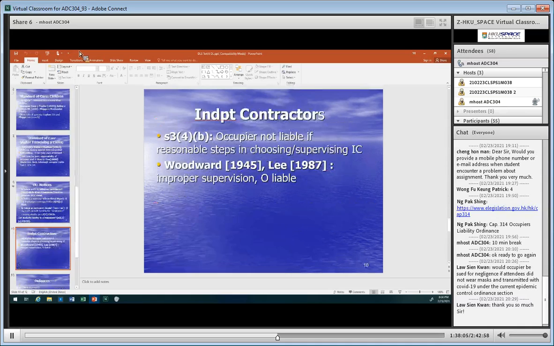Okay, so moving on now, quickly about independent contractors. Does an occupier owe any liability to independent contractors? Well, normally the occupier is not liable if there are reasonable steps taken in choosing and supervising the independent contractor. So if somebody comes to your flat to repair your air conditioner or whatever, or any electrical work, provided you've chosen somebody who's registered, then you'd not be liable at all if they're injured in performing their duties on your premises, okay? However, there's a case on the screen which we don't need to worry too much about. Sometimes it is possible for the occupier to be liable if they don't properly supervise an independent contractor.